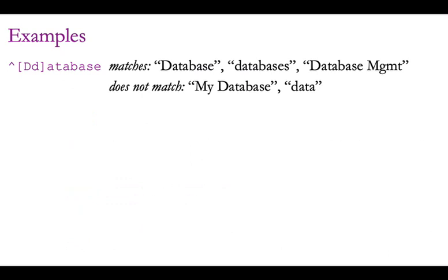So some examples of regular expressions using the building blocks we have so far. Caret, square brace, capital D, lowercase d, close square brace, database. This is looking for the word database either with lowercase or uppercase d, but it has to be at the beginning of the line. That's what this caret means here. So it matches these expressions, but does not match my space database or just data, because data doesn't have the characters at the end that it requires.